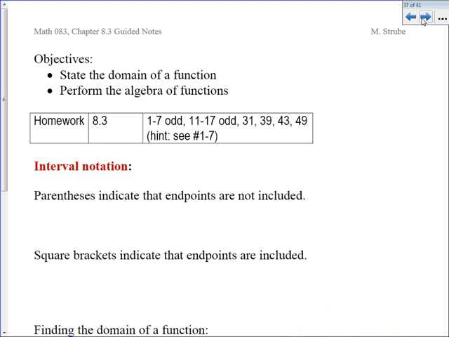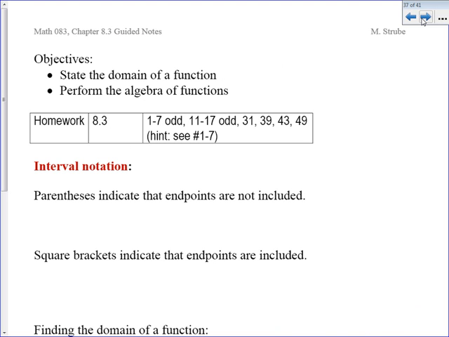All right, 8.3. We're going to talk more about domain. And we're also going to talk about the algebra of functions. The questions look difficult, but it's the same stuff we did the first and second day of class. So the only really new topic here is find the domain of functions. Now, last time we talked about domain from sets of points, and we talked about domain using a graph. So now we're going to talk about domain looking at a function. You're just going to have the function there.